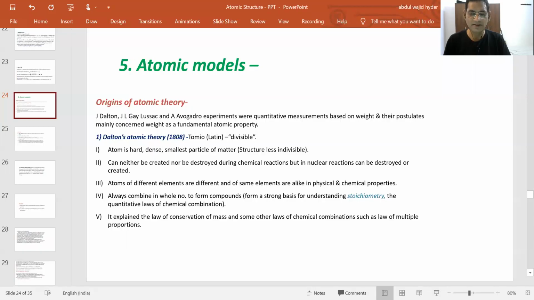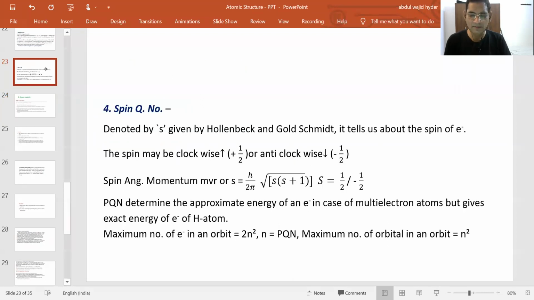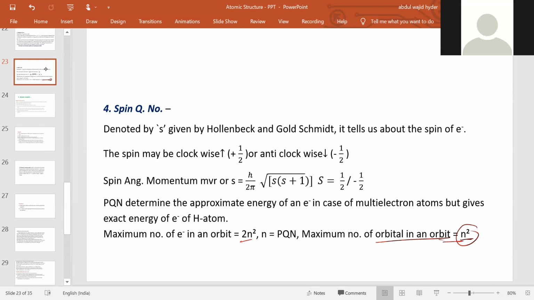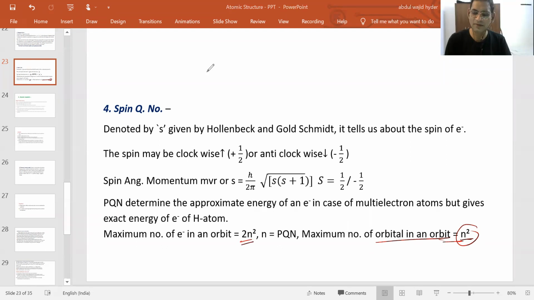So in atomic structure, till spin quantum numbers it is already done. See, in the last question paper it was there: the number of orbitals in an orbit is n squared and the number of electrons in an orbit is 2n squared. Everything you will get from my contents only, from my notes only, so read this all very carefully. Now quantum number is over.